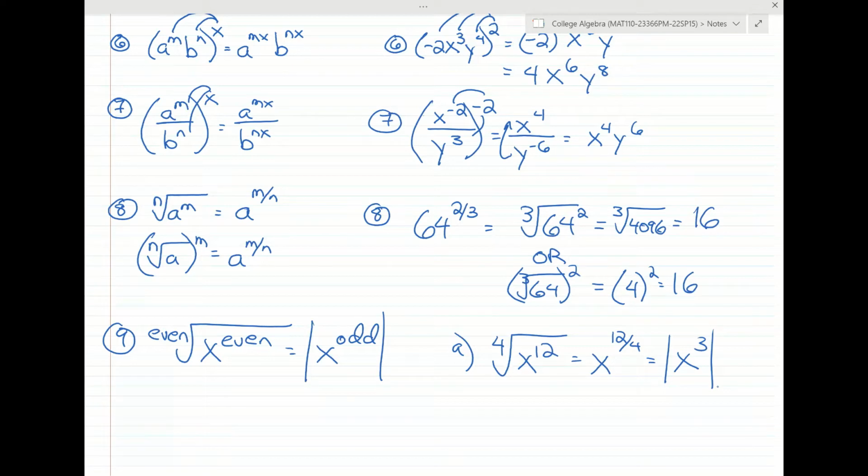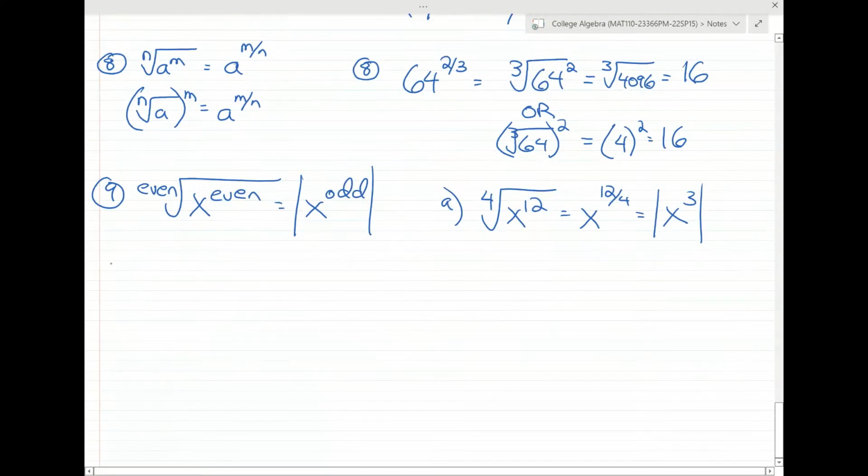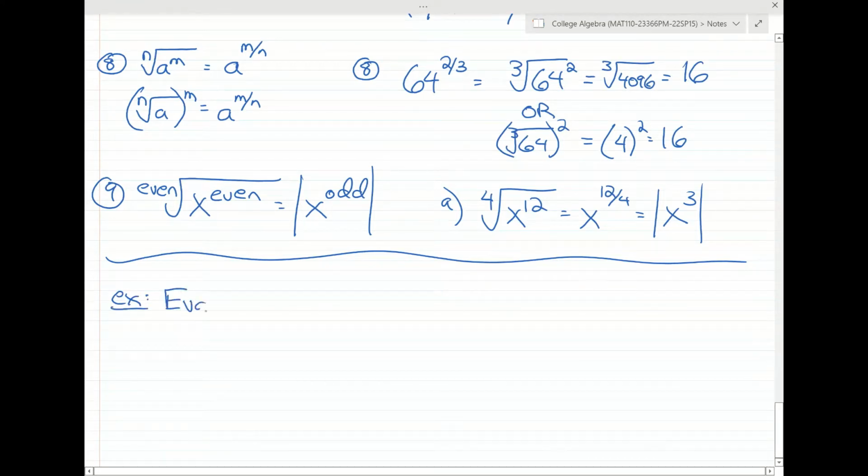So those are all the properties we're going to be using in this section. We'll just go through some examples using those. So let's evaluate each fraction.